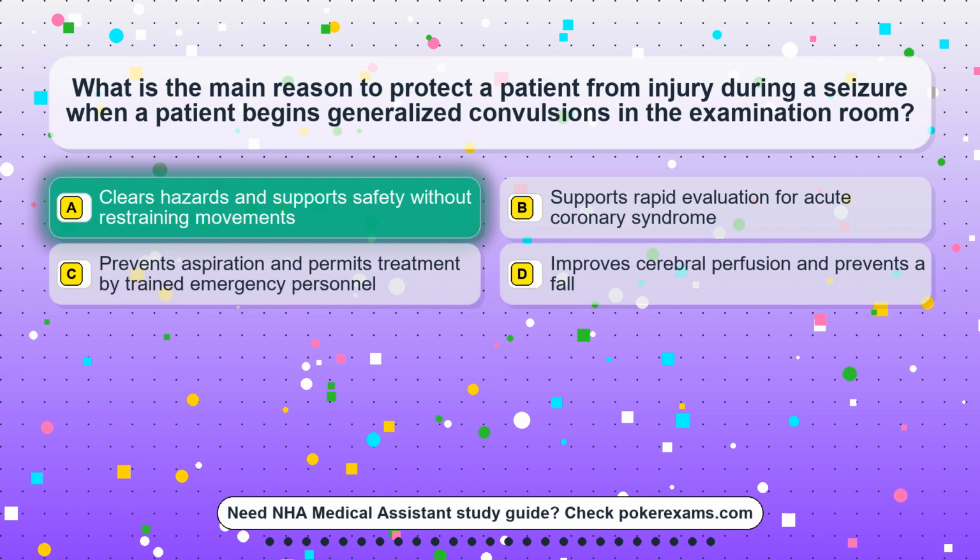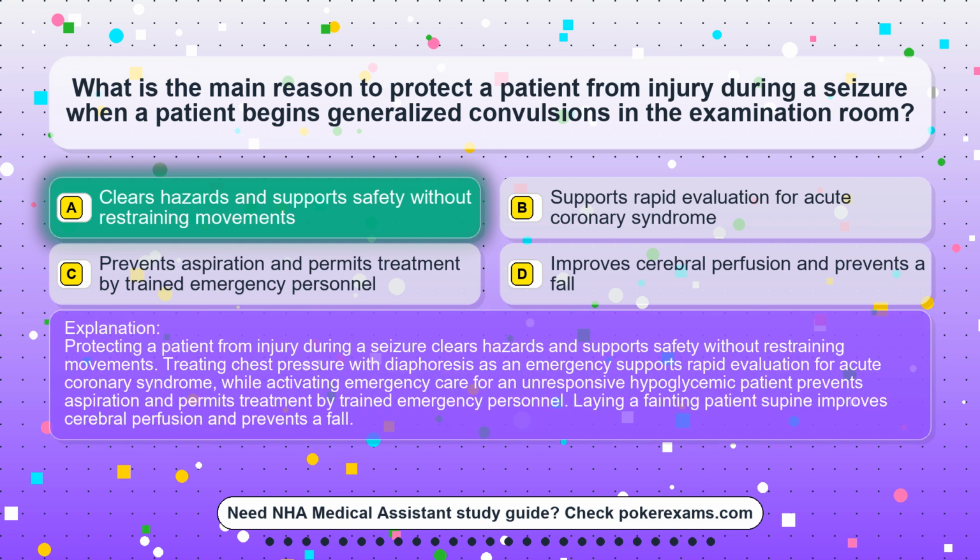The correct answer is option A. Clears hazards and supports safety without restraining movements. Protecting a patient from injury during a seizure clears hazards and supports safety without restraining movements. Treating chest pressure with diaphoresis as an emergency supports rapid evaluation for acute coronary syndrome, while activating emergency care for an unresponsive hypoglycemic patient prevents aspiration and permits treatment by trained emergency personnel. Laying a fainting patient supine improves cerebral perfusion and prevents a fall.